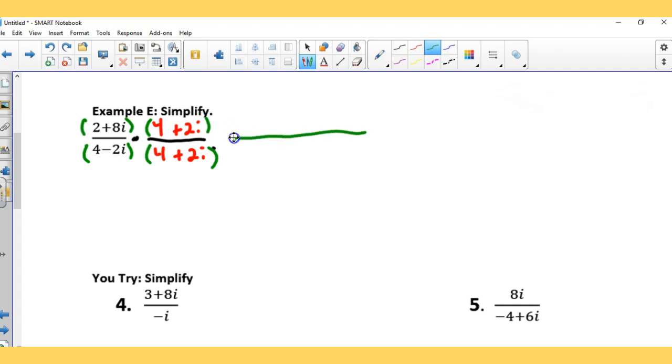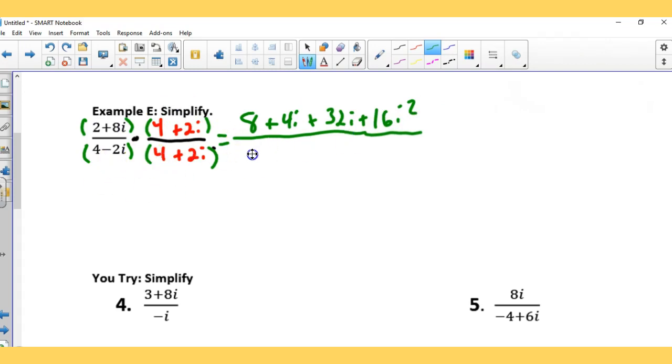So at the top here, we're going to get 2 times 4 is 8, and 2 times 2i is 4i. Oh my gosh, look at me. 2 times 2i is 4i. All right, and then 8i times 4 is 32i. And finally, 8i and positive 2i is going to be 16i squared. I have to remember, i and i gives you i squared.